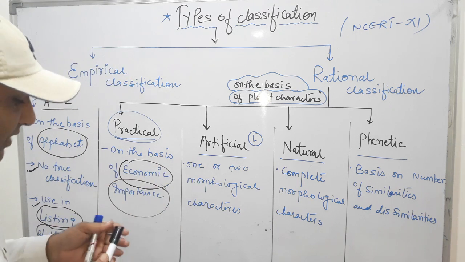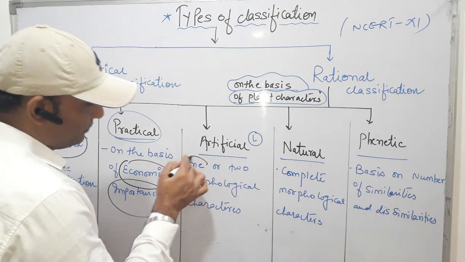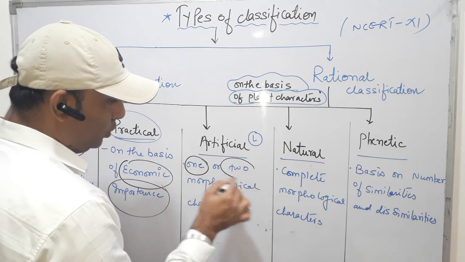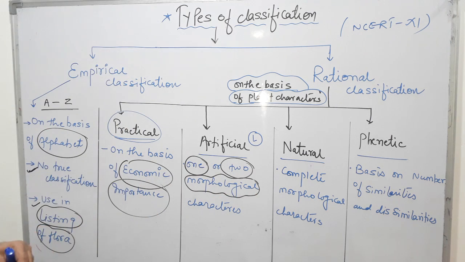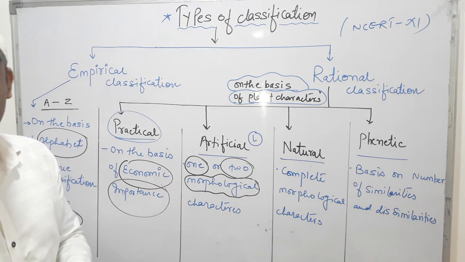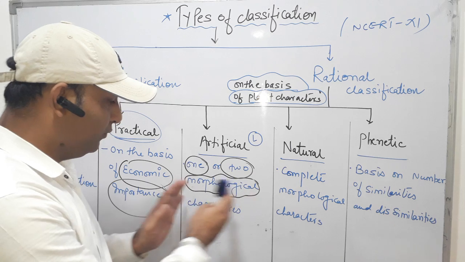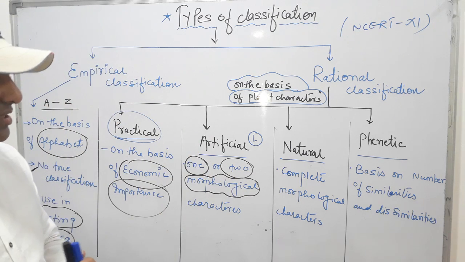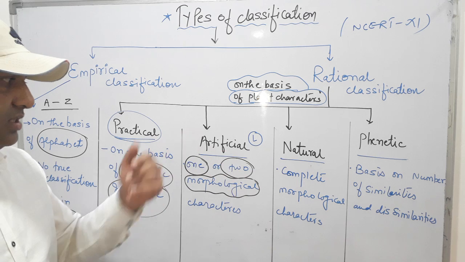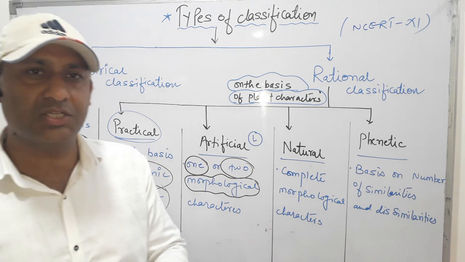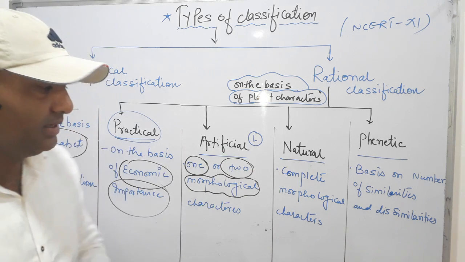Second, take artificial classification. In this type of classification, scientists, taxonomists, use one or two morphological characters, and these morphological characters are stamen and then carpel number. So when one or two morphological characters are used in the classification, it is called artificial classification. Carolus Linnaeus generally used the artificial type of classification to classify the plants.